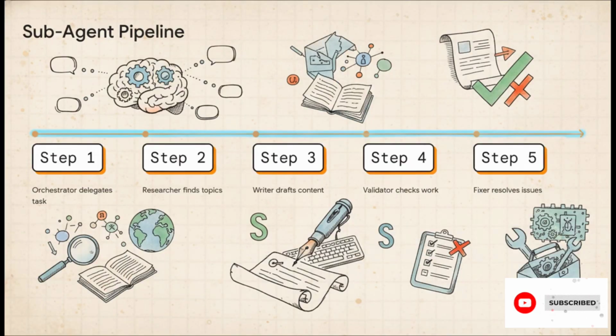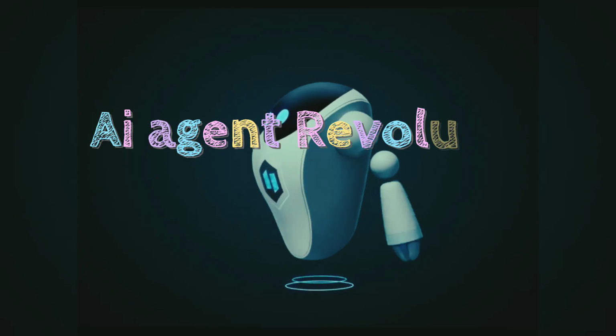So how in the world do we solve this memory limit issue? Well, you use a pipeline approach. Instead of forcing one single AI to juggle everything in one chat, you use an agent framework. All right.